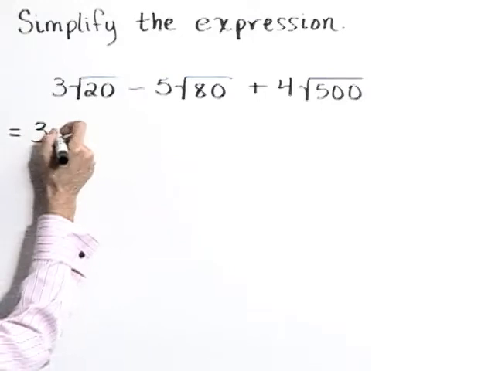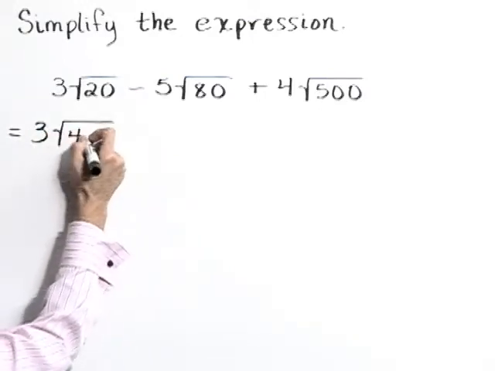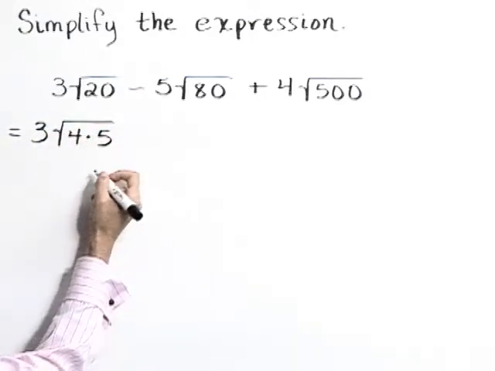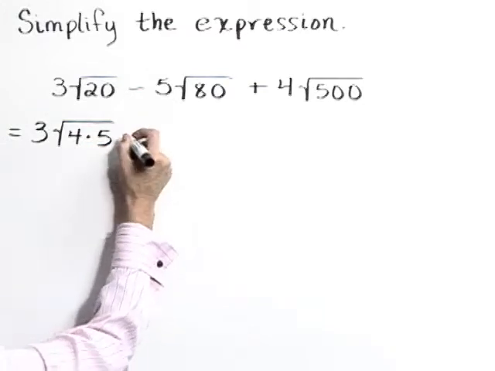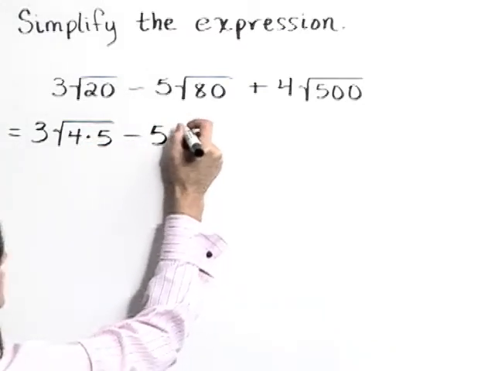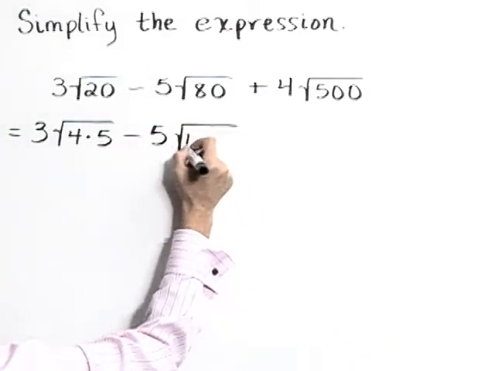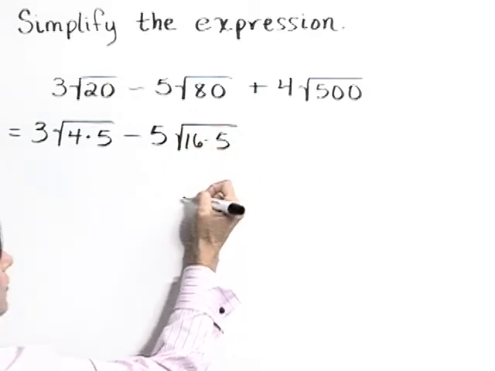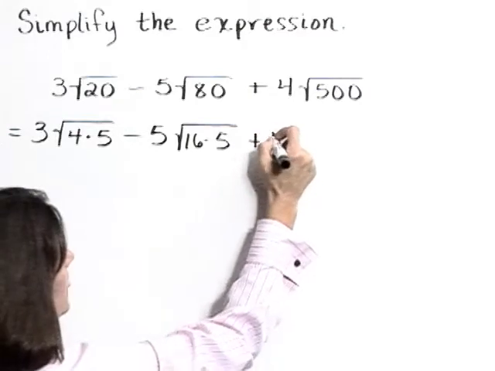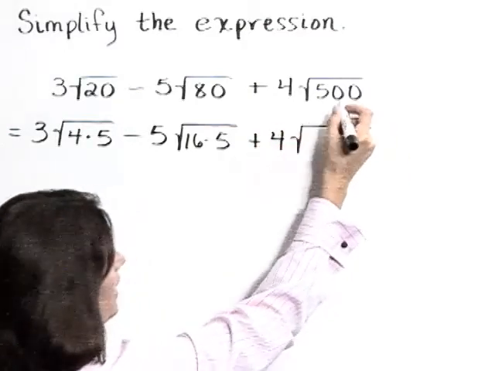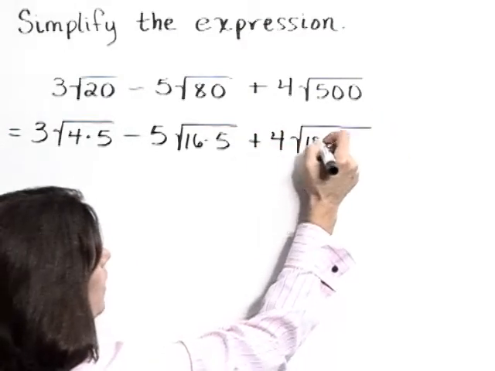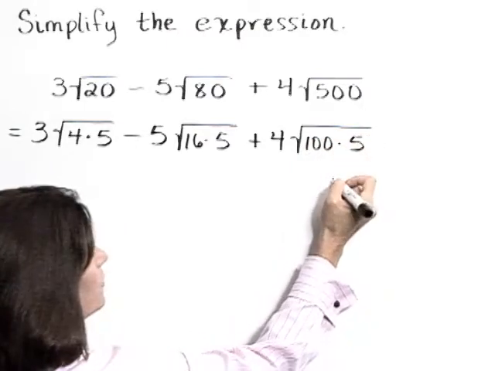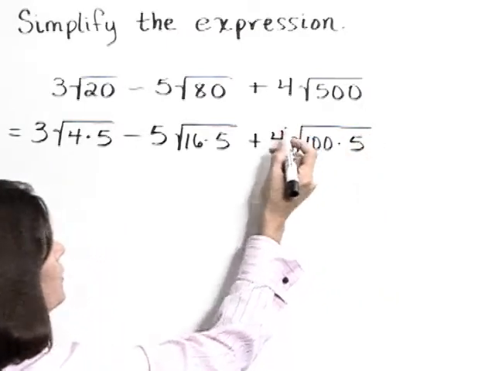Let's think of 20 as the product of 4 times 5. It has a perfect square factor of 4. And let's think of that number 80 as 16 times 5. It has a perfect square factor of 16. And let's factor that 500 as 100 times 5. We'll be able to take the square root of that 100.